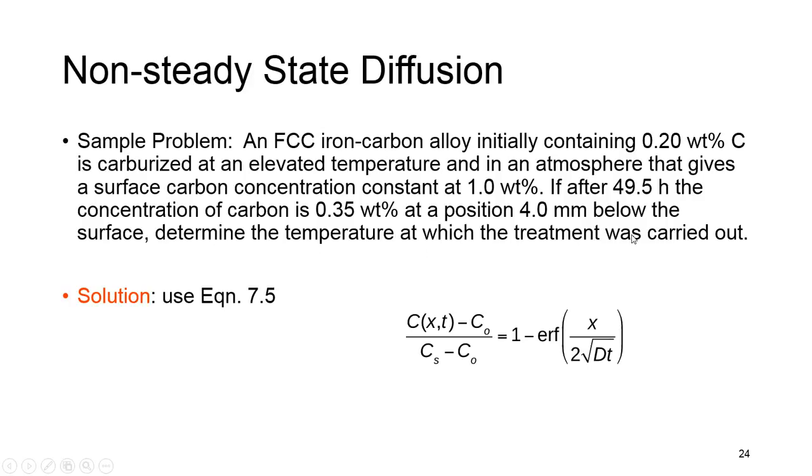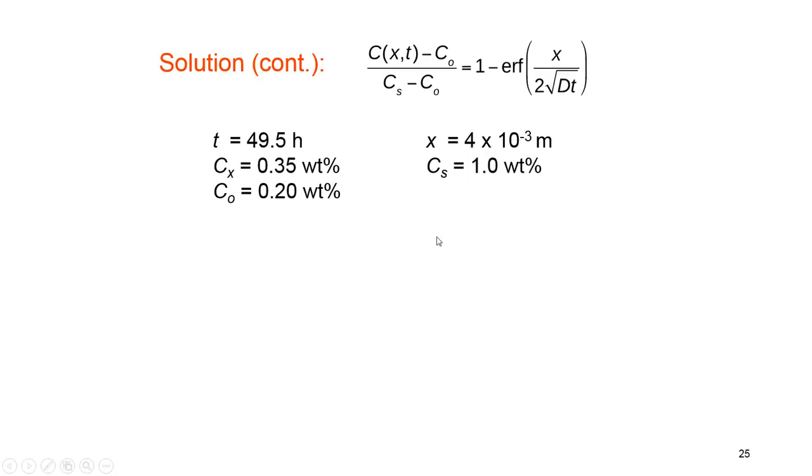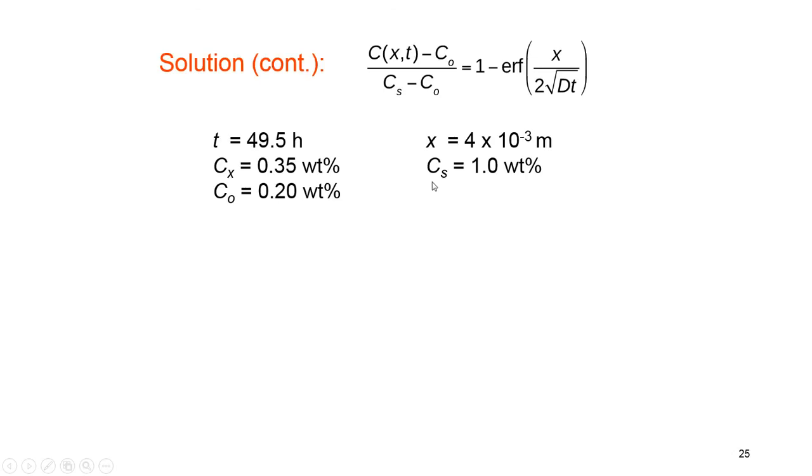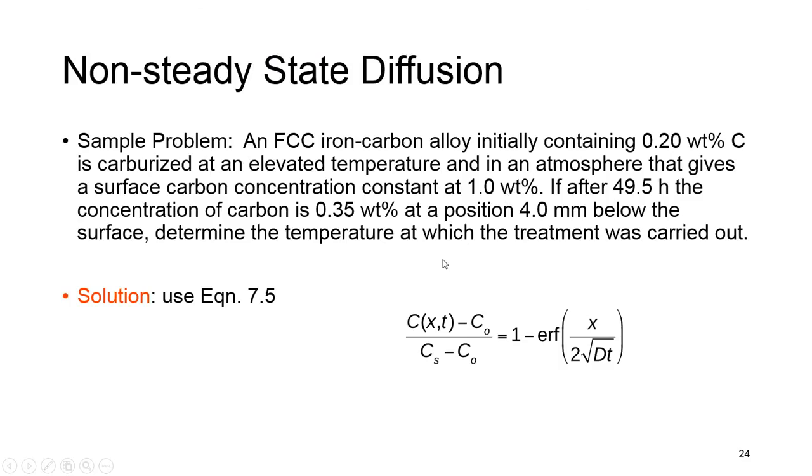So the first step is we have to gather the known information, and of course we have to use equation 7.5, which is this equation shown here. I have entered here the known information: time, concentration at position X, initial or pre-existing concentration. The value of X is known because it's 4 millimeters as shown here, and the final value is surface concentration, which is equal to 1 weight percent.